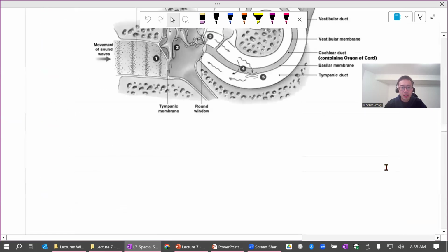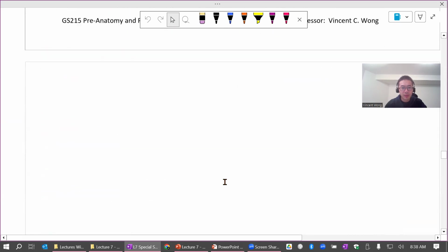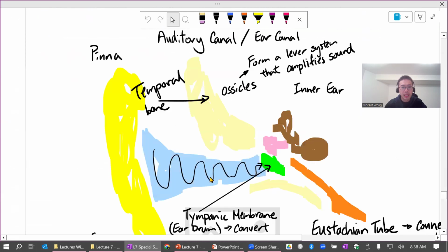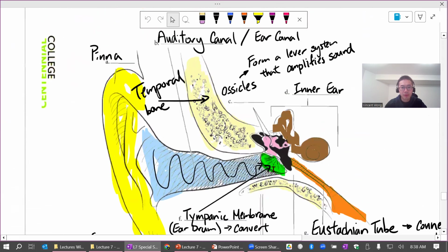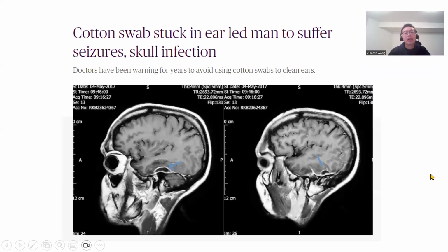you might recall that the inner structures, oh, sorry, I just gotta find the right diagram here. The inner structures are actually protected by the temporal bone, right here, the temporal bone. So imagine if you have the cotton swab stuck here and then there's an infection. The infection can actually start spreading and then it might end up in your temporal lobe, the part of the brain that's really close to the ear. And I think that's what happened in this case. He ended up having a seizure, and then when they did a scan, they actually found the cotton swab that was stuck inside.